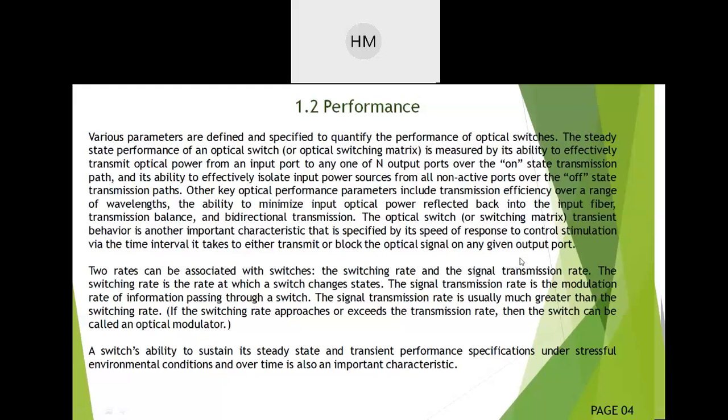Two rates can be associated with switches: the switching rate and the signal transmission rate. We are using a switch in between fiber optic communication channel. ठीक है, तो switching rate of your switch is very important, and at what rate the signal is transmitted. So two rates can be associated with switches. अगर switch use में नहीं लेते हैं तो सिर्फ signal transmission rate will come into picture. The switching rate is the rate at which a switch changes states.